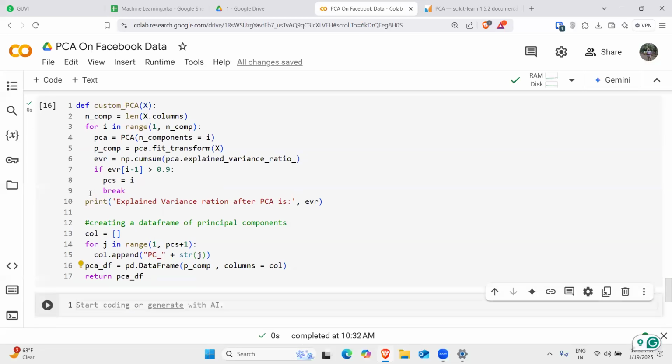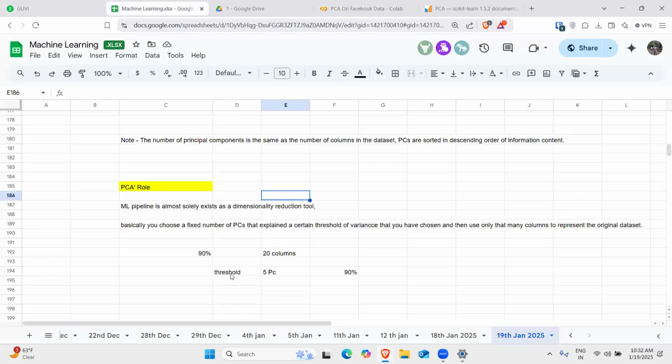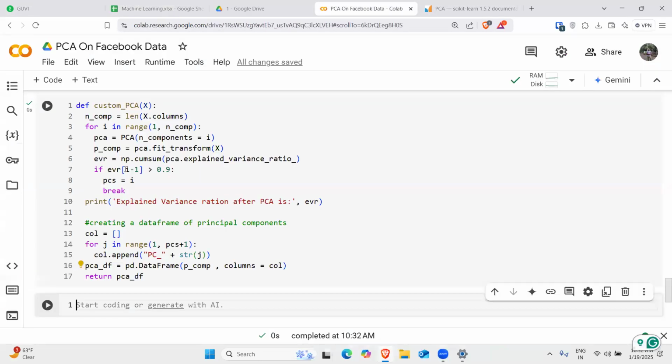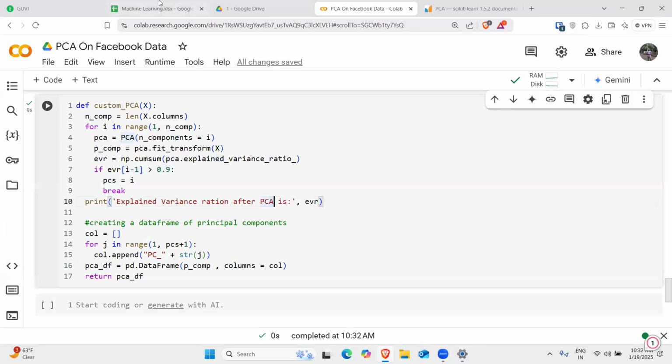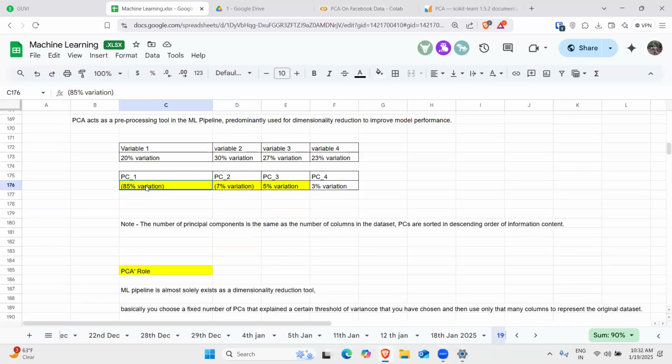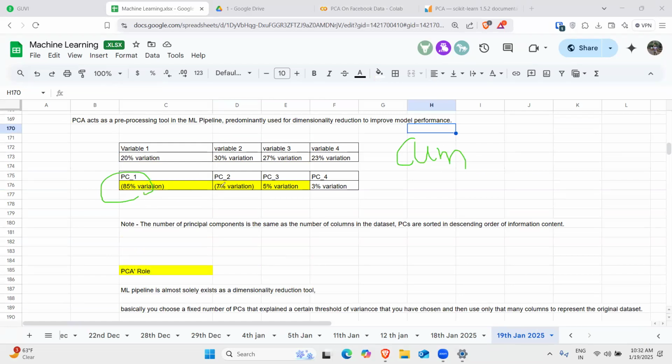Right now, as I told, we set the threshold as 90%, so here we are setting the threshold as 90%. What is this explained variance ratio, guys? It's nothing but the same thing over here; this is known as the explained variance ratio. We take the cumulative sum of that because we are interested in finding this sum. 85 plus 7 is certainly greater than 92. So we are just taking the cumulative sum. Do you guys know cumulative sum? If you don't know, you can tell me, I'll explain that.